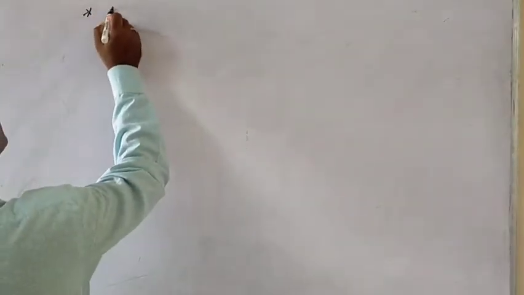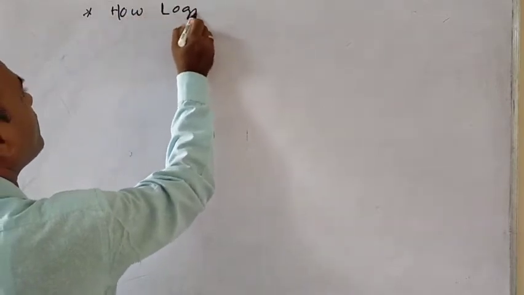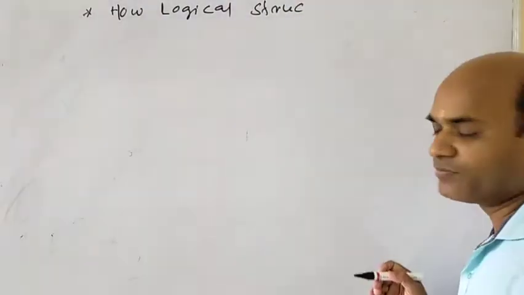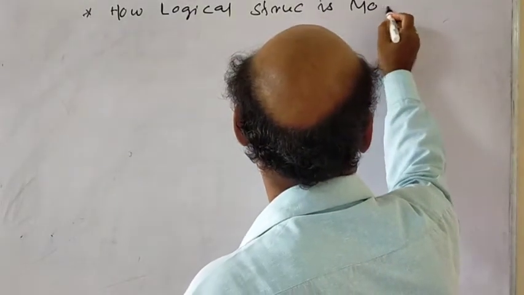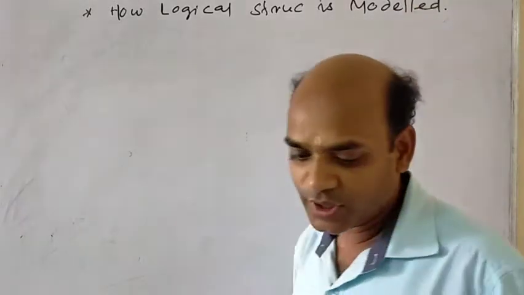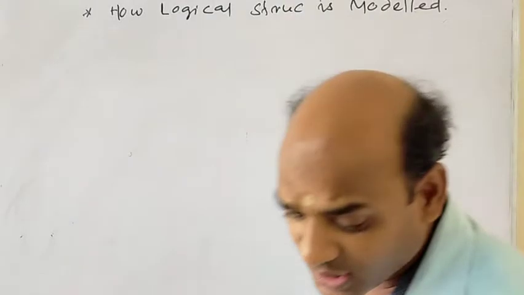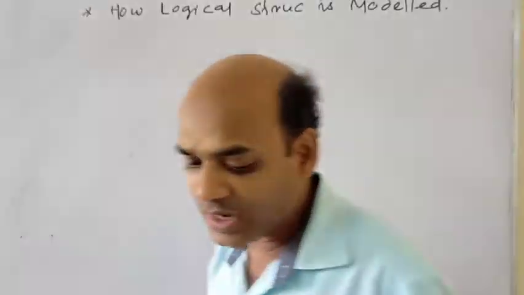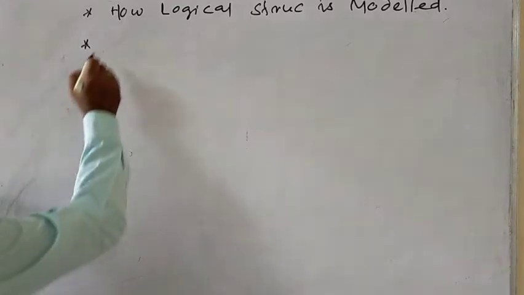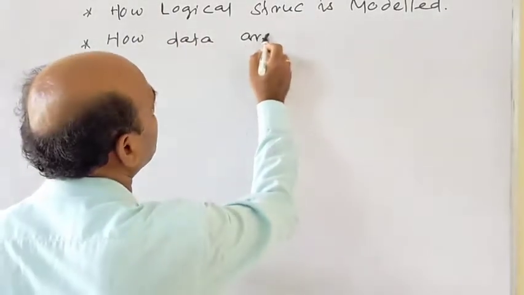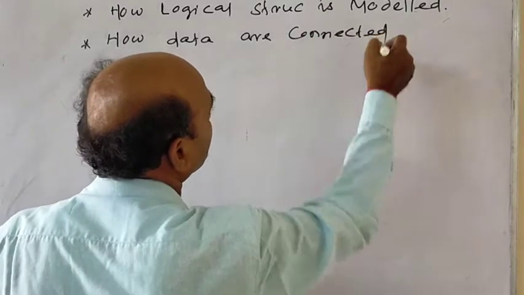So this model defines how the logical structure, I mean the database structure, is modeled. So how the logical structure of the database is modeled is the data model. This database model defines how data are connected to each other. This model defines how data in the database are connected with each other.